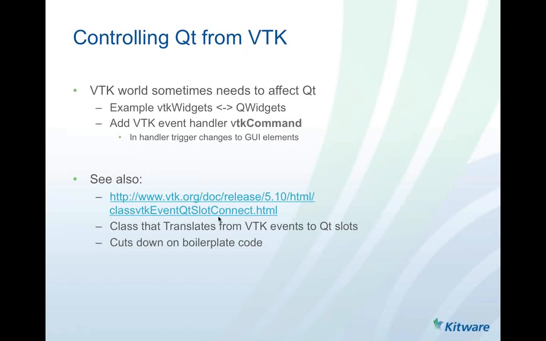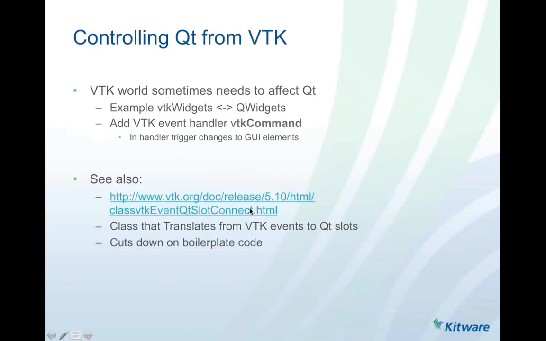But if you do a lot of this, you want to cut down on the boilerplate code as much as you can. So I recommend looking into the vtkEventQtSlotConnect class, which is part of VTK, which really just turns the boilerplate command and event code that I showed you manually into a few calls into VTK, and it cuts down the amount of typing you have to do to set up a nice interaction between the VTK and Qt space.